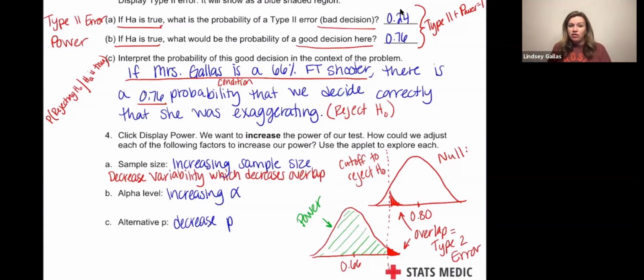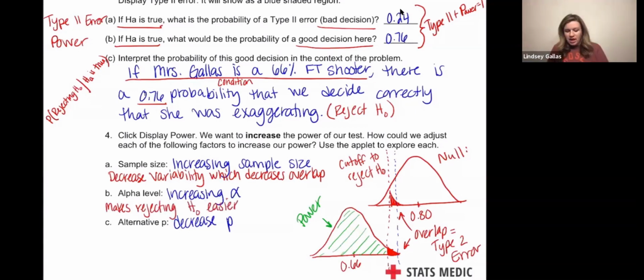Okay, what about the alpha level? If I increase my alpha level, what I'm going to point out over here is that the cutoff would be like this or so. Increasing that decreases the overlap, but additionally, it makes it easier to reject the null. So what I'm going to write by this one is that this makes rejecting H0 easier.